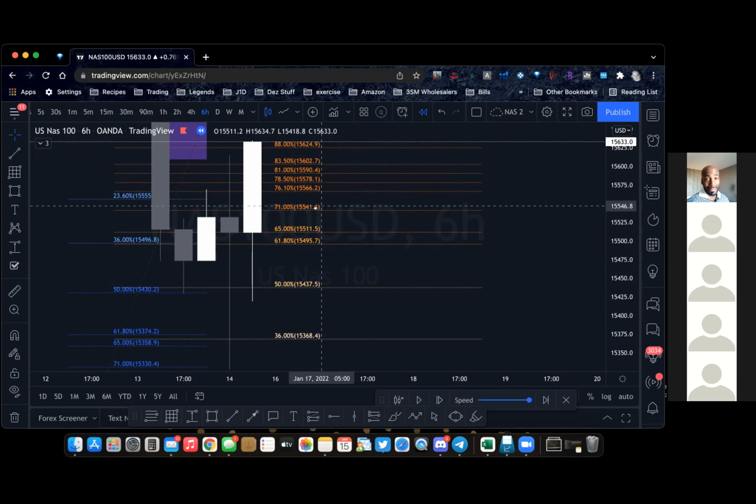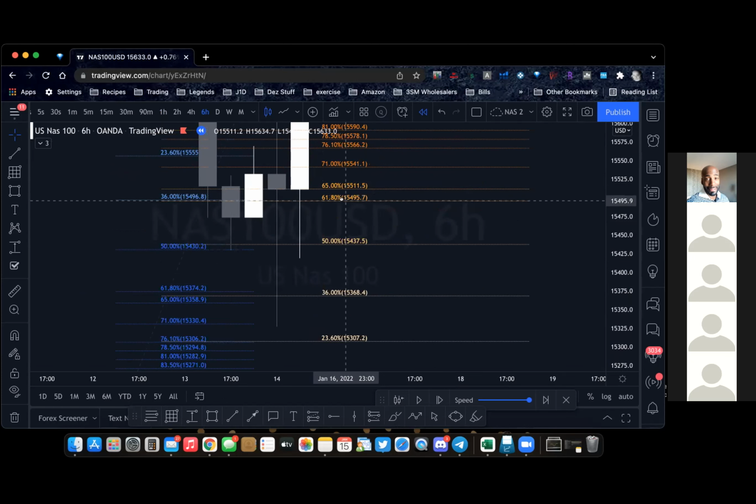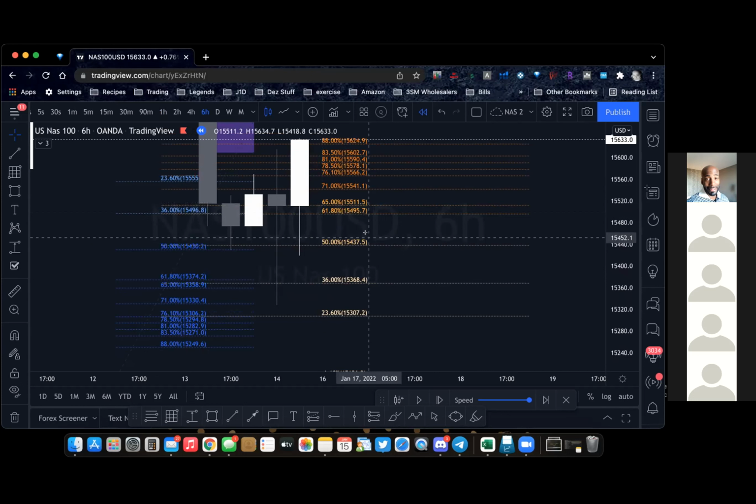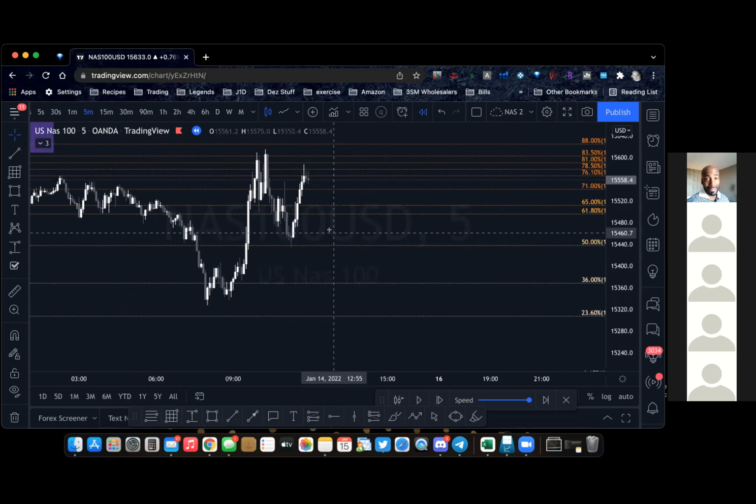The other thing I noticed is sometimes, and US 30 does this a lot, it'll go to 61 or 50 and not all the way back to the 71. So these are the areas that I noticed it retraces a lot. So once price has left this area and is coming back to close any orders, it's kind of easier to see it on a lower time frame and maybe in the right direction.